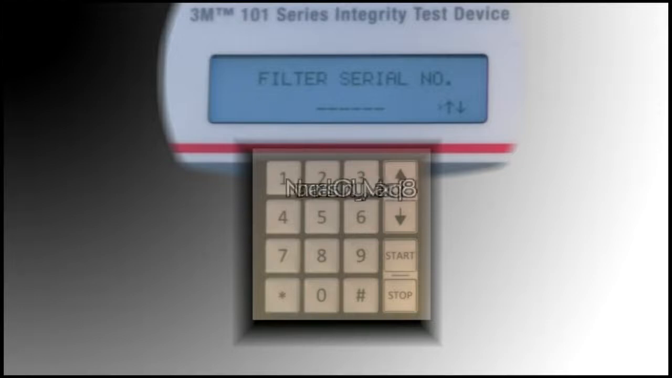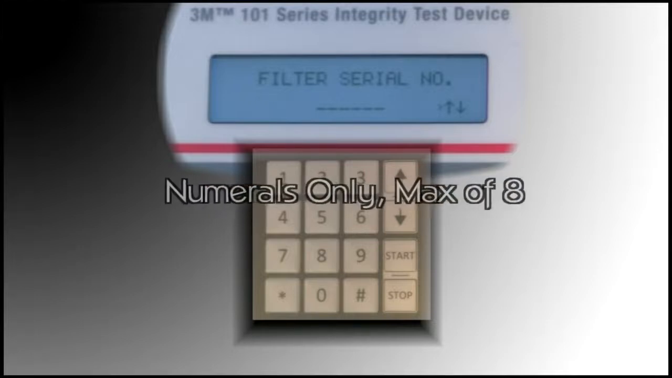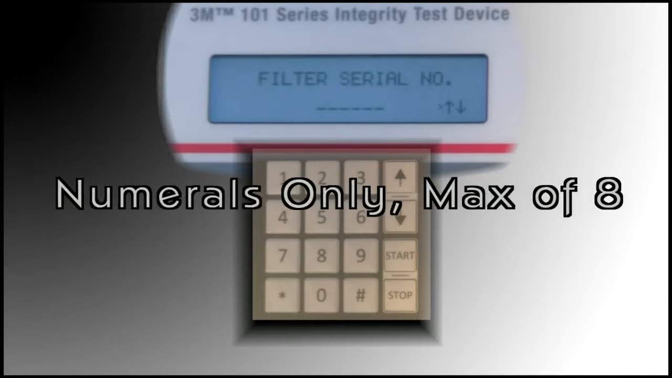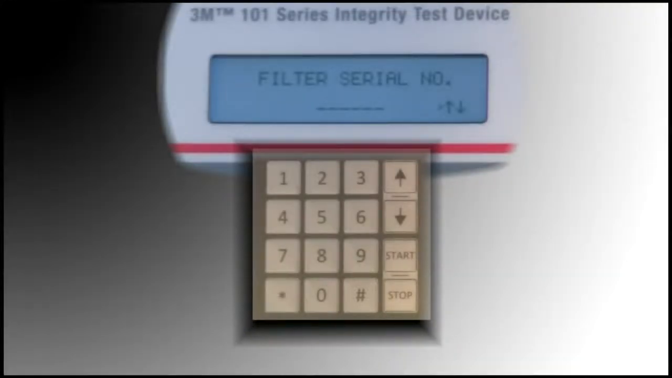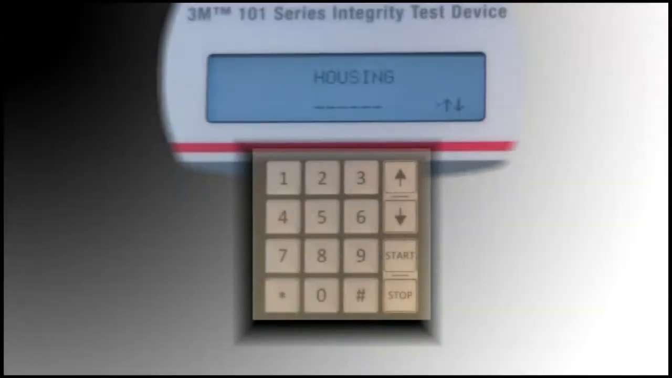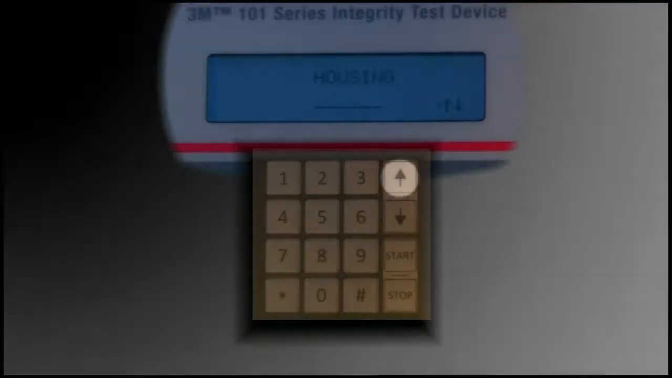As with lot number entry, up to 8 numerals are allowed and letters are not possible. Again, if an error occurs during entry, simply press the pound button to reset. Press the up arrow. This is the entry screen to identify the filter housing used, if desired. Letters comprise most of the housing descriptors, so it is recommended this entry is skipped when programming via the device. Press the up arrow on the device keypad.